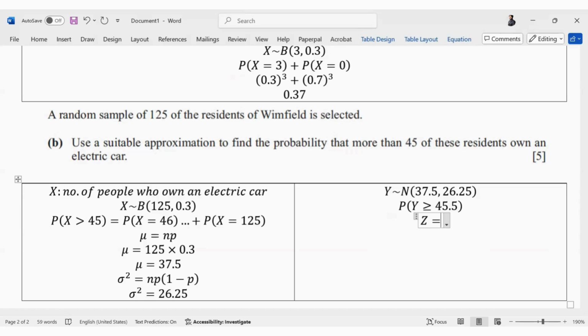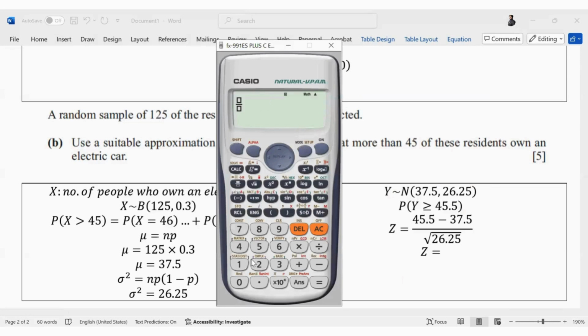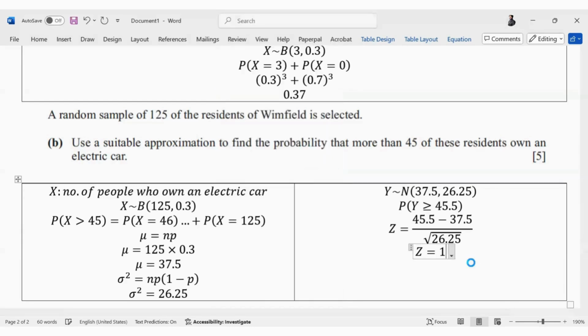My Z will be, first I will find the Z value: 45.5 minus 37.5 divided by square root of 26.25. Now the Z value will be found using the calculator. In another video, I've told you how you can find the probability by plugging in the Z value through the calculator. You can look at that video too, or if you have the table, you will be finding it through the table. So my Z value, taken correct to 3 decimal places, is 1.561.